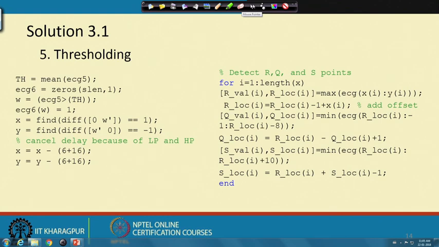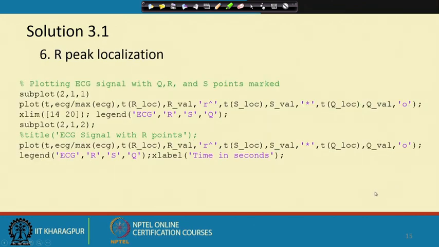So, with that hopefully we could get all the r, q and s points. Next, we would like to actually plot them to visualize that signal. So, how do we do that? First, we use that subplot command, which we are using so many times, to create the space, so that we can see the signal more carefully, side by side, the two.